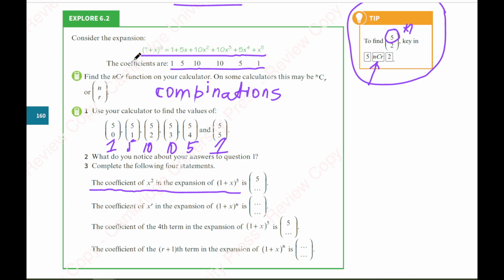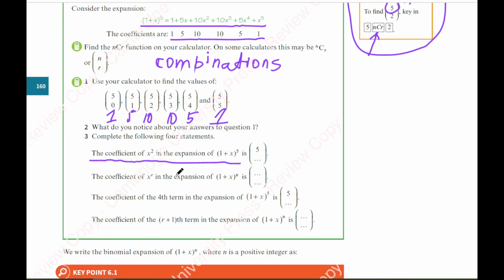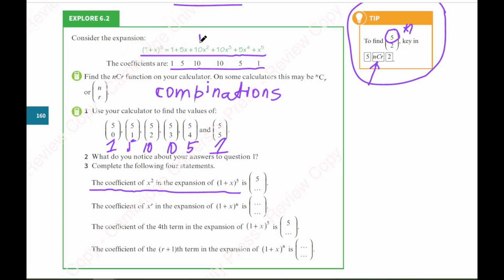This is in the case when you have just a number plus x to the power of n. And if you want to find the coefficient of x squared in the expansion, you need to find basically this one. The coefficient will be 10.